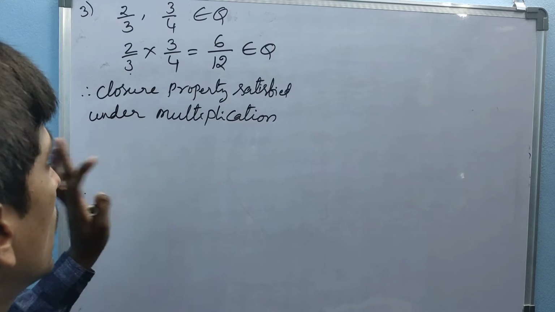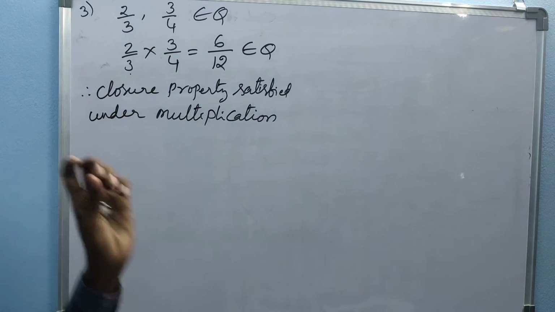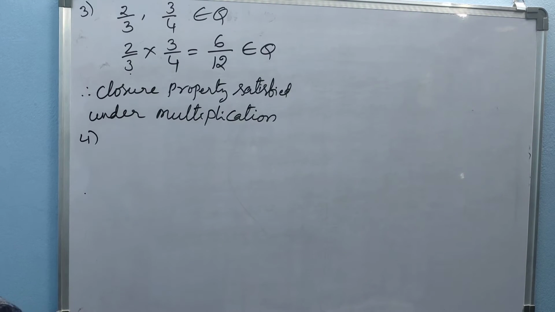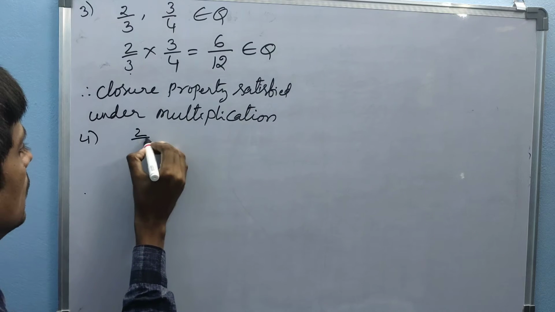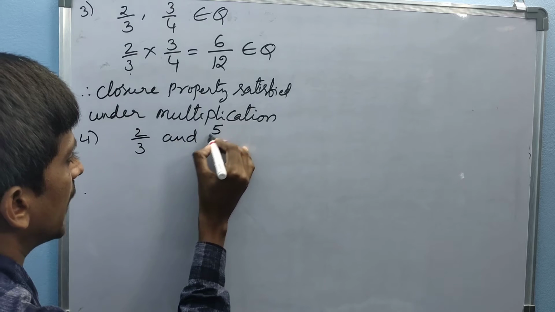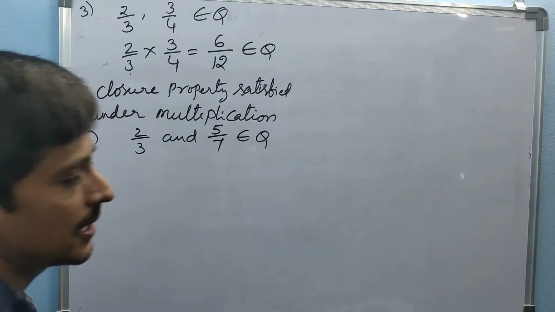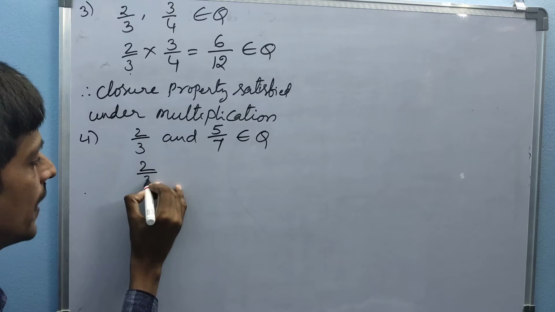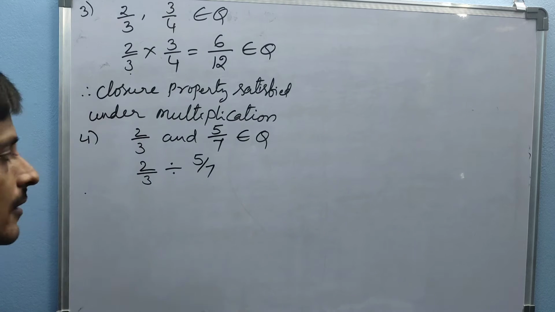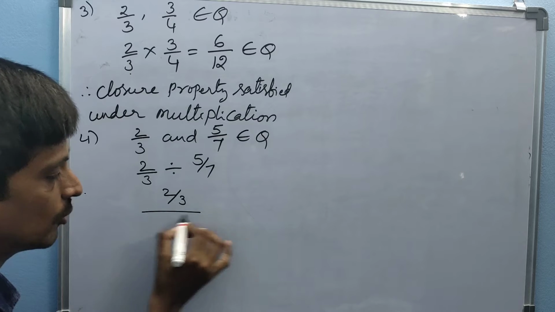Okay, so addition is satisfied, subtraction is satisfied, multiplication is satisfied, and what about division? 2/3 and 5/7 belong to Q, two rational numbers. 2/3 divided by 5/7. This can be written as 2/3 whole by 5/7, where divided by means whole by.